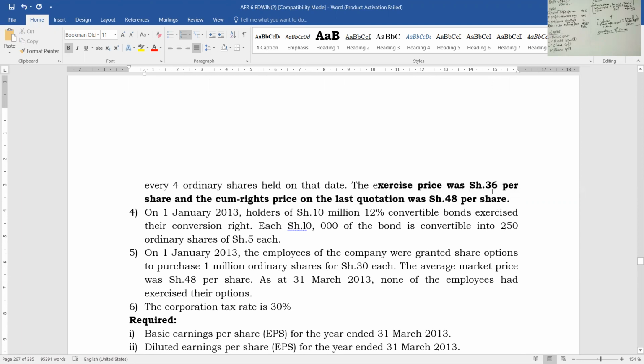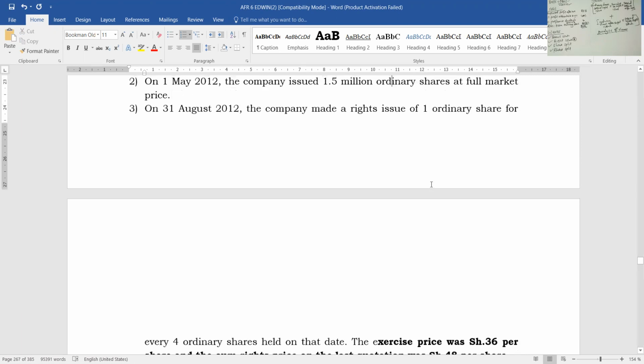So the shares are issued at 36 instead of 48. It means that the market value was 48 and the entity issued shares at 36 in a certain proportion. This proportion is the one given here: 1 ordinary share for every 4 shares held. So for every 4 held, you were given 1 at 36 shillings instead of 48.